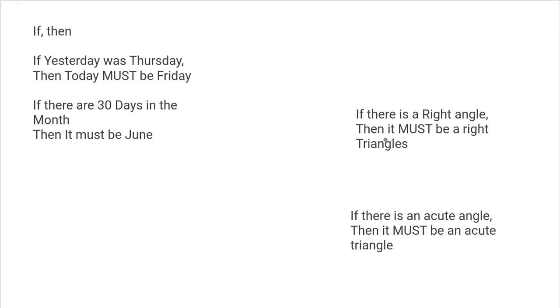The same is true in geometry. If there's a right angle, and it's a triangle, that means 3 lines, then it must be a right triangle. That's true. However, if there is an acute angle, that means tiny here, okay? Then it must be an acute triangle. An acute triangle would mean that all the angles are tiny.